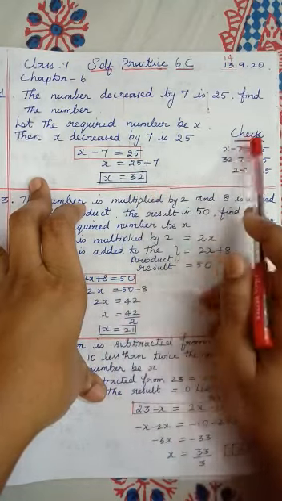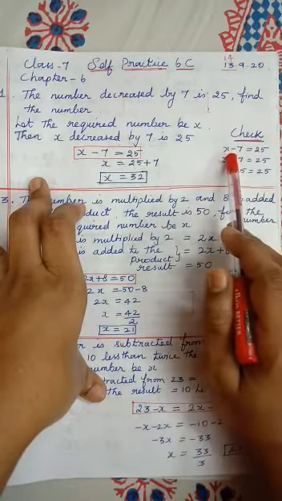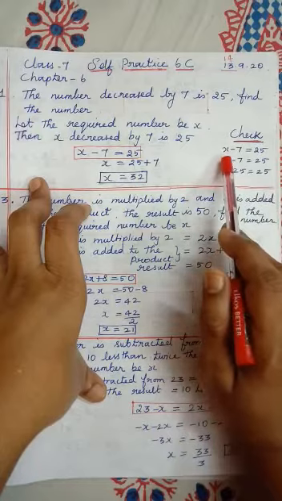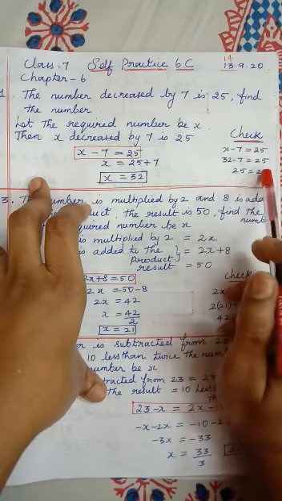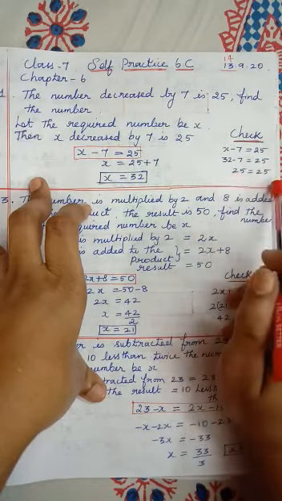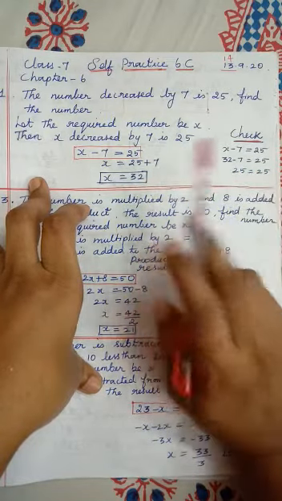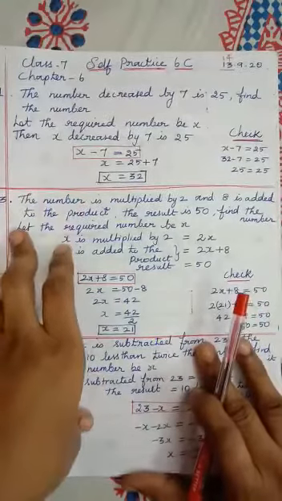Is it clear? You can check it. How do you check? x minus 7 equal to 25. Just put the value of x. What is the x value? 32. So 32 minus 7 is equal to 25. At last, 25 is equal to 25. You can easily check it. Left hand side is equal to right hand side, then your answer is correct. Is it clear? Then second question.